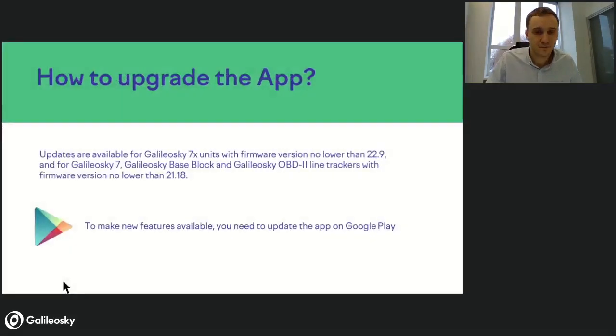All right, and how to upgrade the application? All you should do actually is to update the firmware of the devices. For Galileosky 7X, the firmware version should be 22.9. For 7.0 base block and OBD2, the trackers should have the firmware version not lower than 21.18. And obviously you should download the new version of the Exigner Driver application from Google Play. It's available there right now. So if you want to check the features, go ahead.